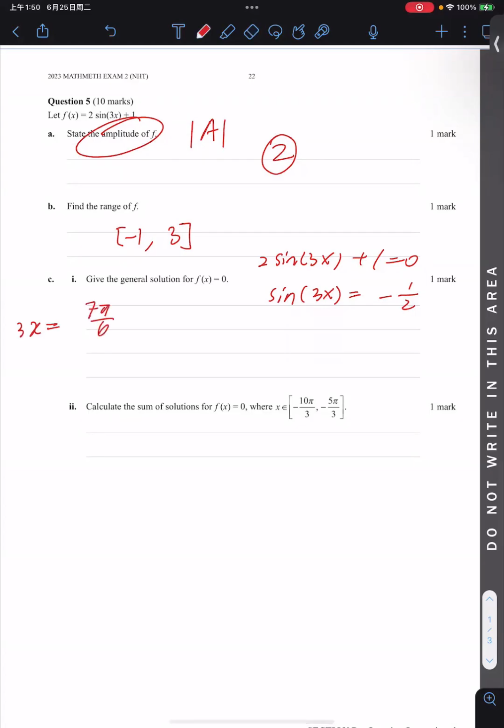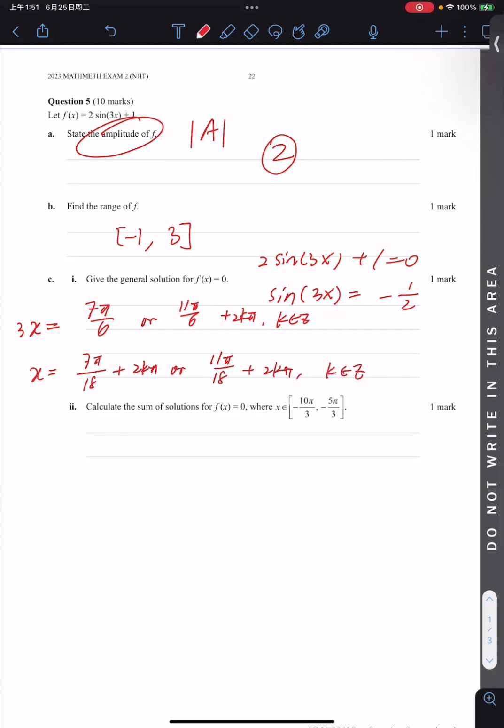And then on the other side, if the angle is located in quadrant 4, then that would be the revolution, but it needs an extra pi over 6 to make the revolution. Then that would be 11 pi over 6. But you have to add 2k pi, where k belongs to the integers. Then you divide by 3 on both sides. Then you're going to have 7 pi over 18 plus 2k pi, or 11 pi over 18 plus 2k pi, where k belongs to the integers. This is the complete answer.